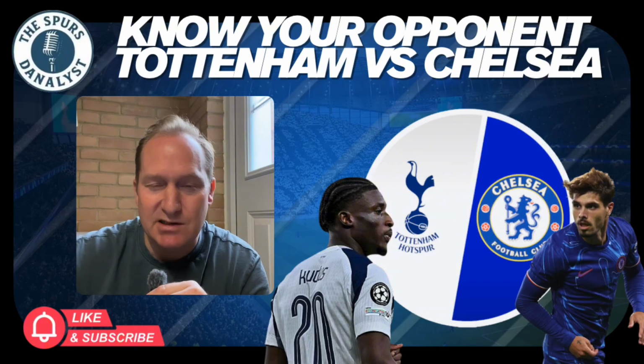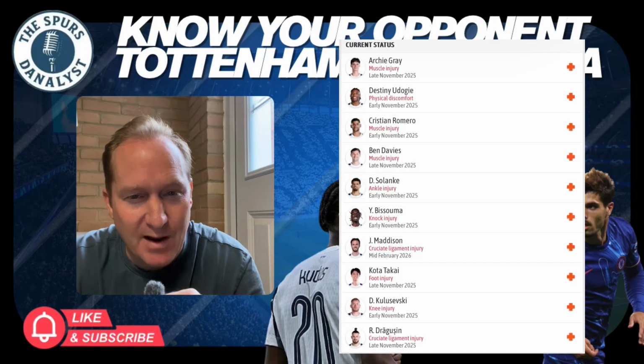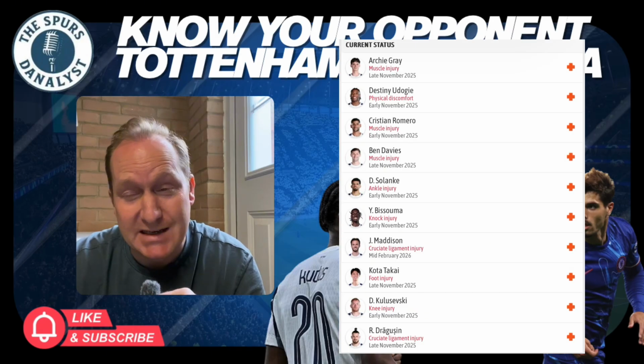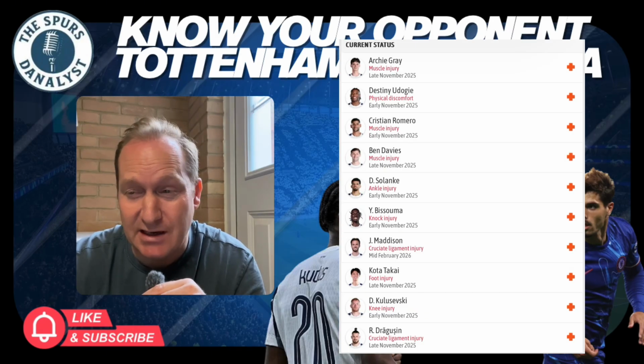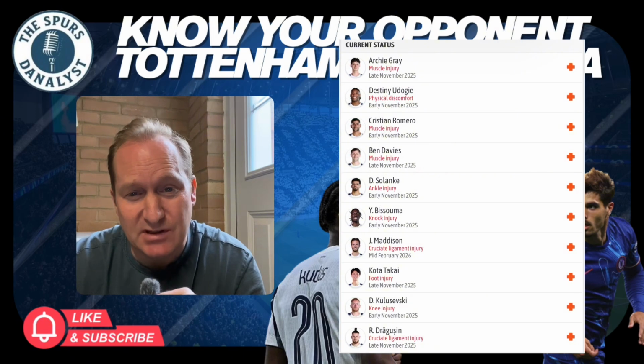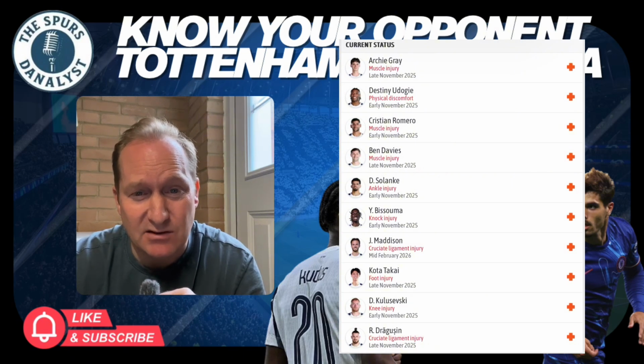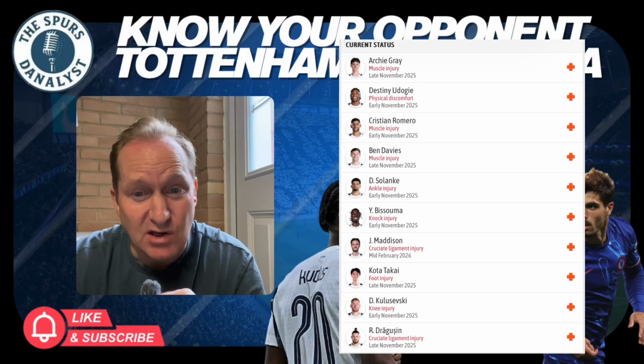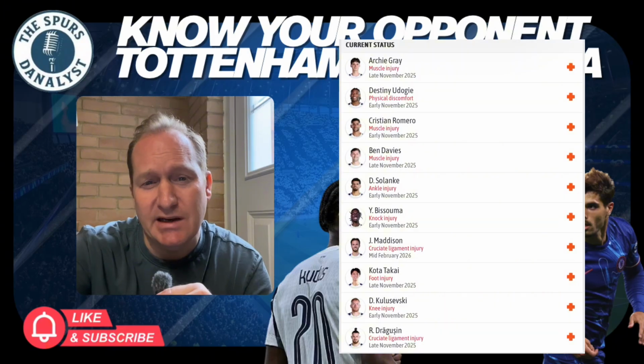Let's go over the injuries. Archie Gray's out till late November. Udogie's out early November. Romero early November. These two players, maybe we'll get some news today from the press conference, but I've got a feeling they're not going to be ready. Ben Davies is out till late November. Solanke still not back yet. Maybe there's some news on him today. We need to play him, we're so desperate in that forward line. Bissouma's out to early November, it says. Takai, late November. Kulusevski says early November, but I'm not sure about that. And Dragusin is getting closer as well, saying November.